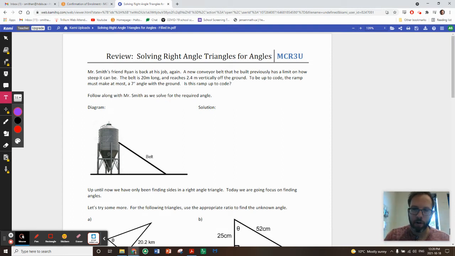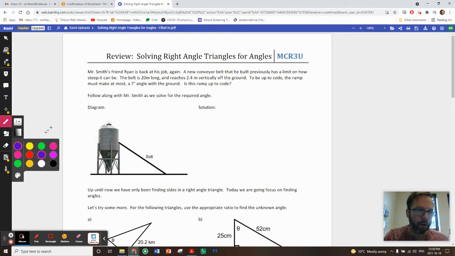Hey guys, Mr. Smith here, and we're doing a short review lesson on solving right angle triangles for angles. So I have another motivation problem for you. My brother-in-law Ryan's back at the job. A new belt that he built previously now has a limit on how steep it can be.